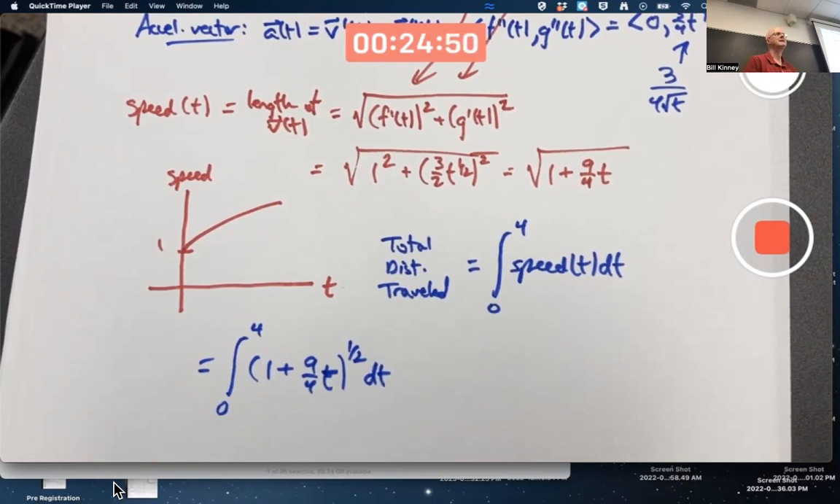There is a method that you'll learn in Calc 2 called substitution. Sometimes it's called U substitution. Our calculus book calls it W substitution.